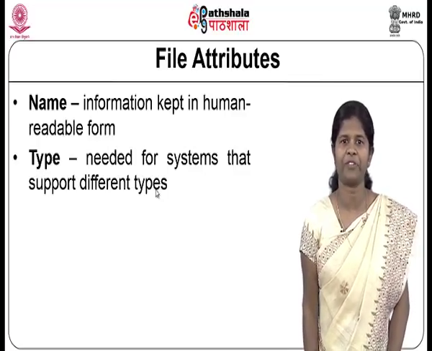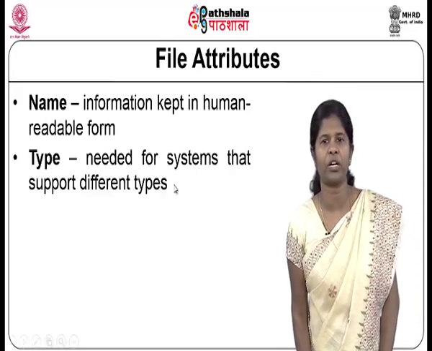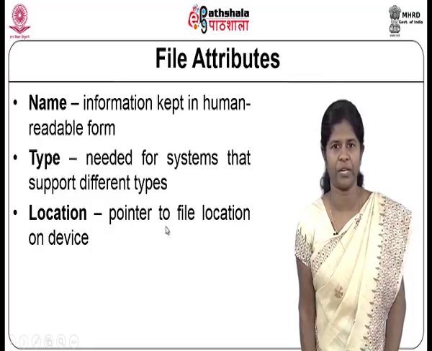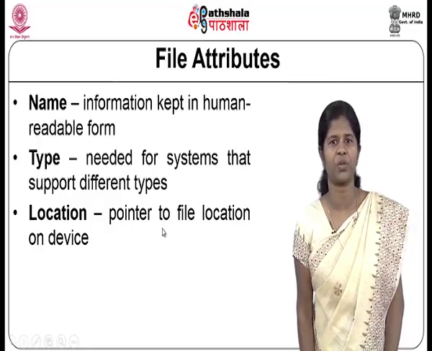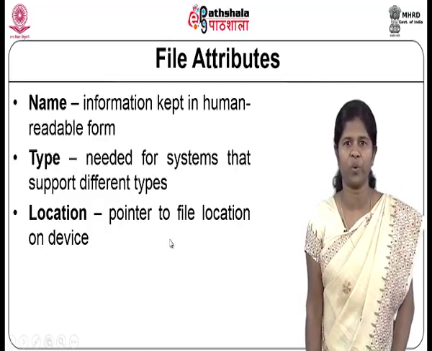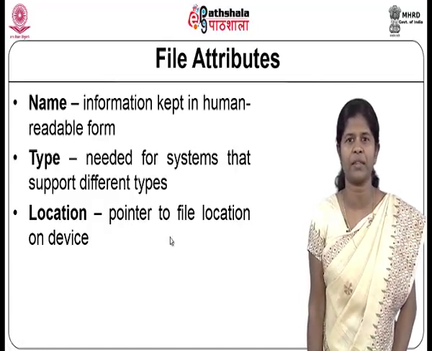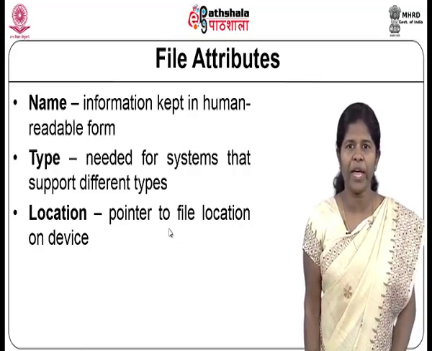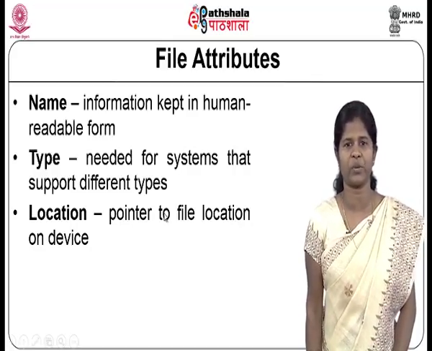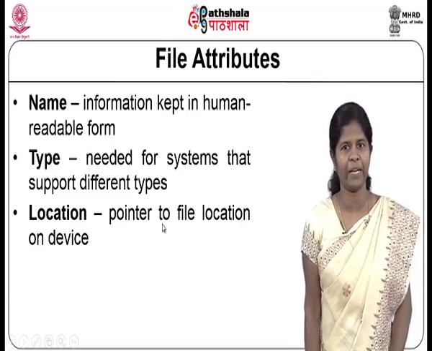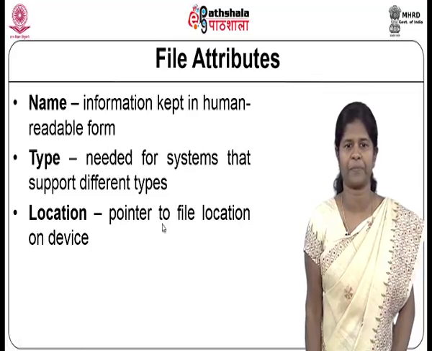There are different types of files, and this is needed for systems that support different types of files. And location: where is the file stored in the secondary storage device? As we all know, files are stored in the secondary storage devices. So, to access the contents of a file, we need to know where the file is stored in the secondary storage device. So, location information of a file is also an attribute of a file.